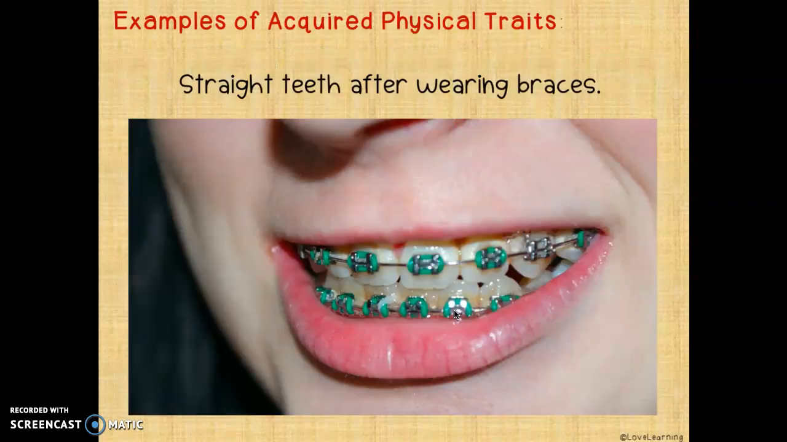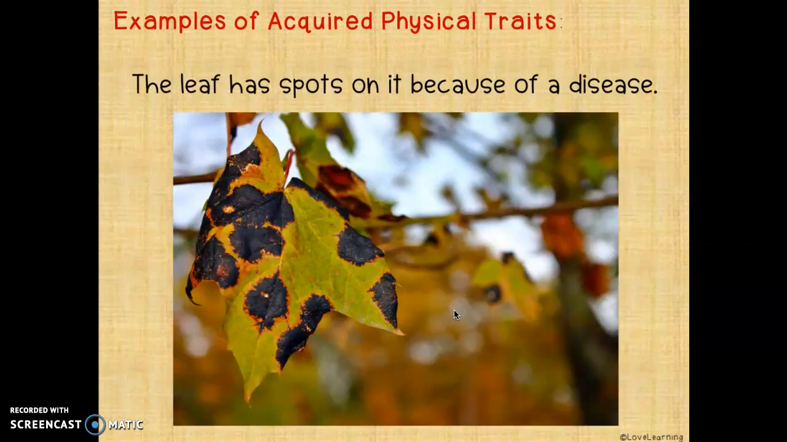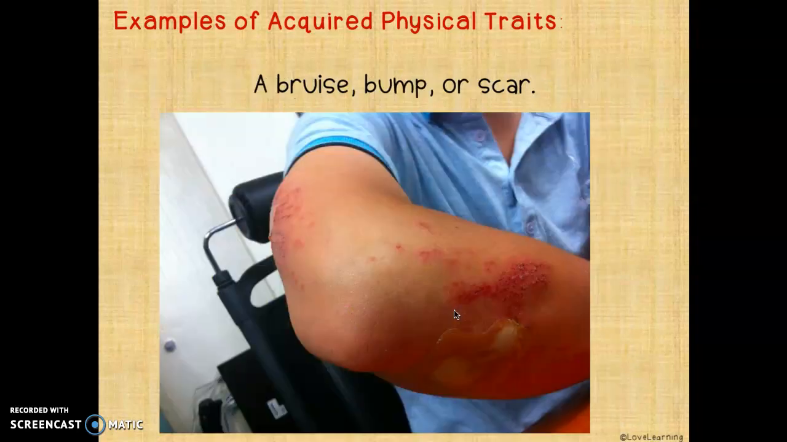So me getting my teeth fixed or getting braces when I was in middle school, or rather my parents tricking me into it, but we're not going to go into that. That is an acquired trait. So my teeth are straight because my parents had put braces on. A leaf has these spots because the tree has a disease. That disease is not something that the tree is born with, right? It's something that it's acquired over time for various reasons.